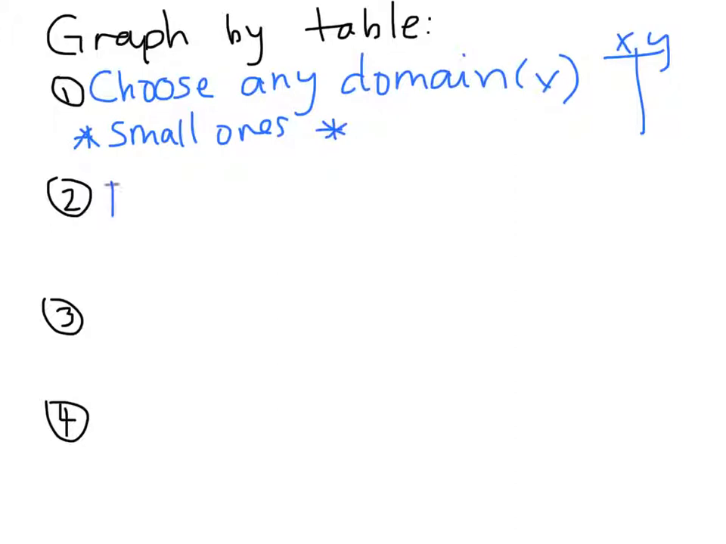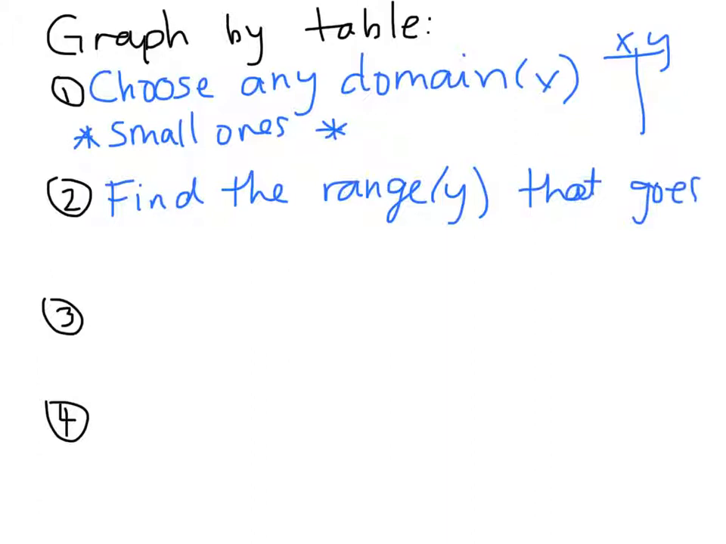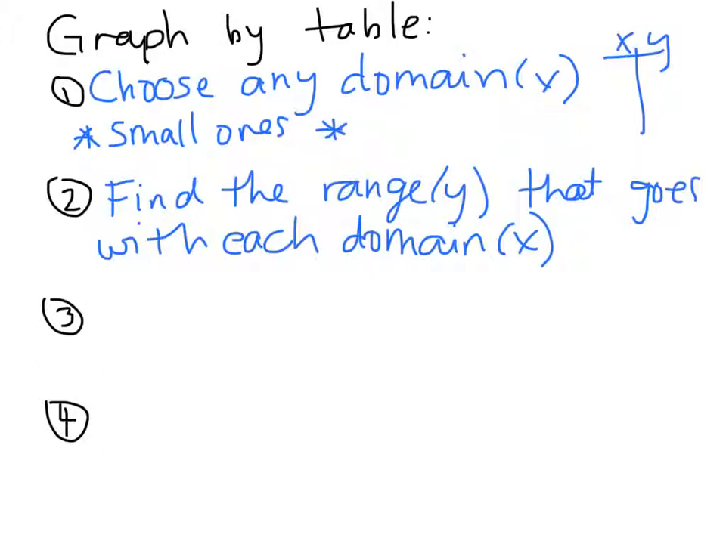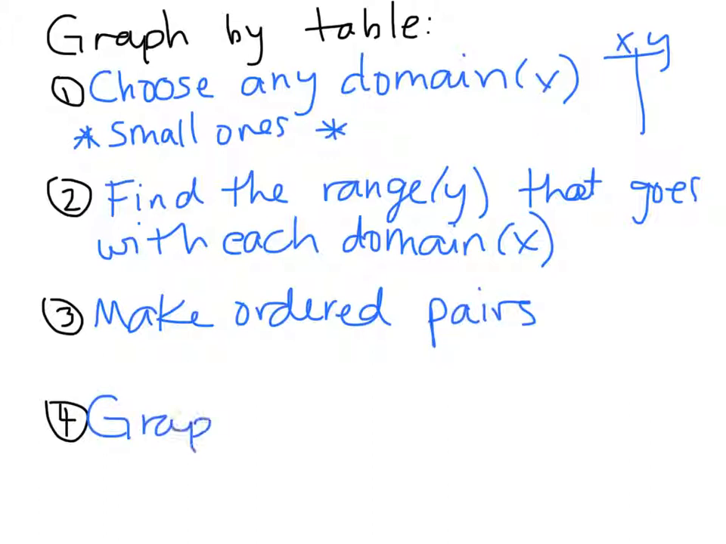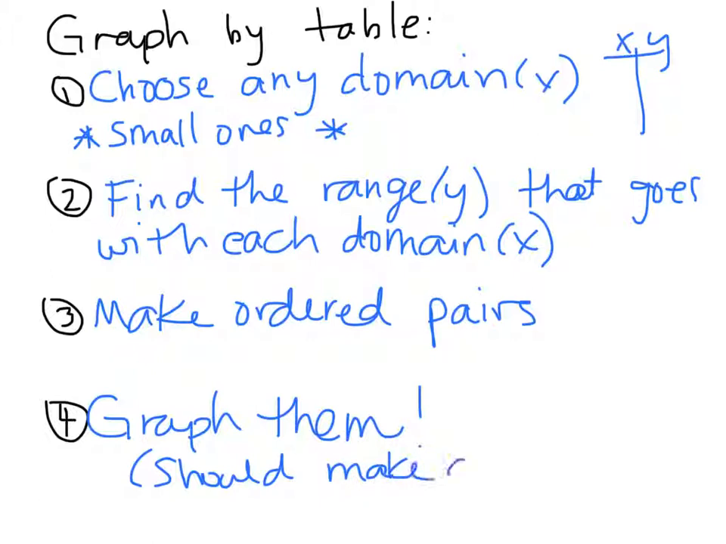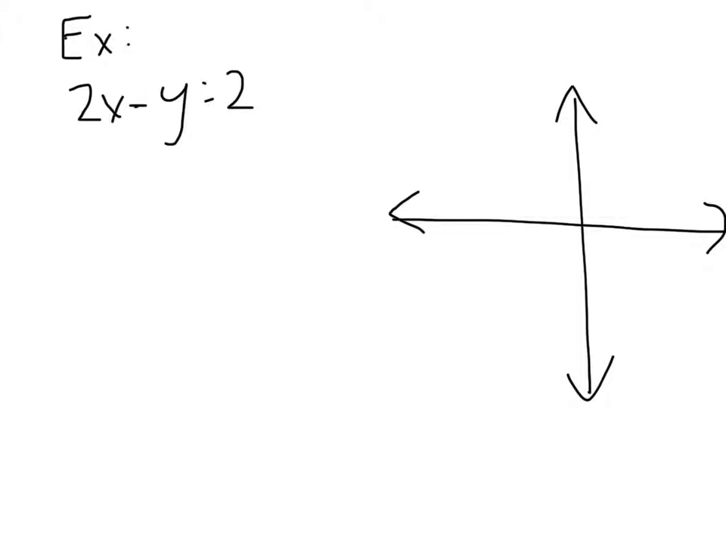So we're going to choose any domain. We are then going to find the range, or the y value, that goes with each domain, that matches with each x value. And then we are going to make ordered pairs, and then we are going to graph them. And they should make a line. If they don't, we made a mistake. They should make a line when we connect them. So let's do an example.